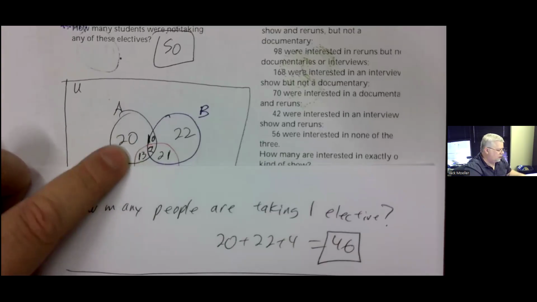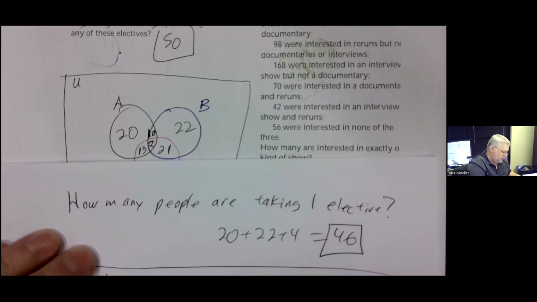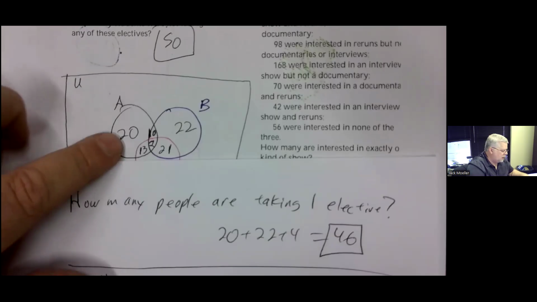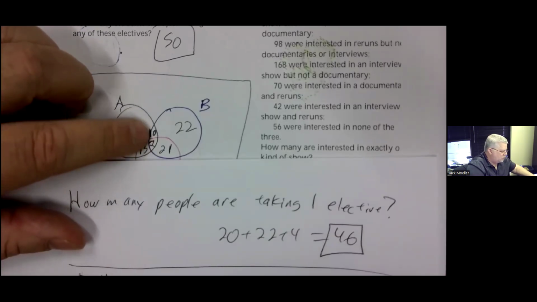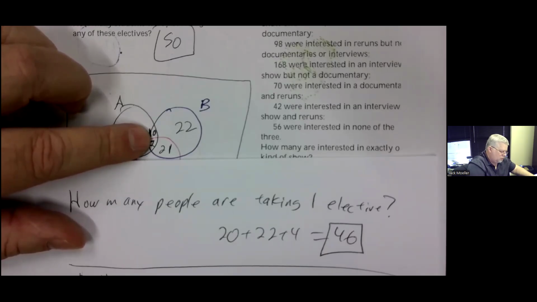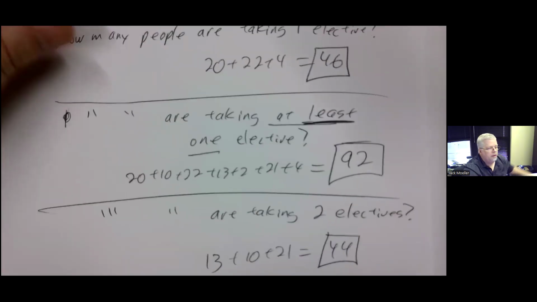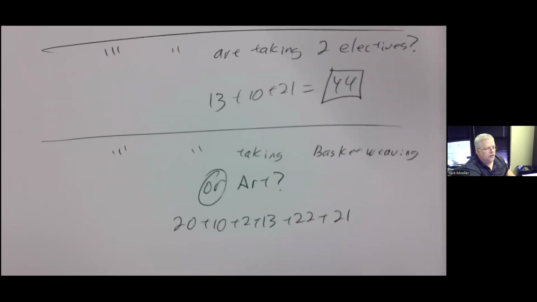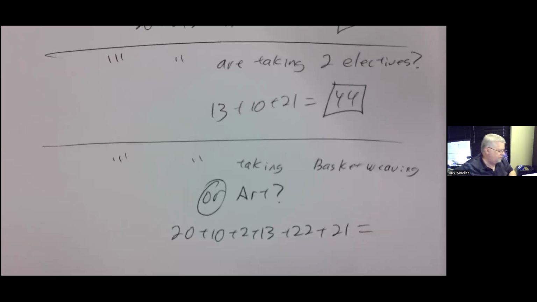So we would add up everything in A and everything in B. So it'd be 20 plus 10 plus 2 plus 13. That's everything in A. And then we don't count the 10 and 2 again because they're already counted. Then 22 and 21. So when you're doing "or"s, that's everything, and again, don't count it twice. And then we just add all those up. So what is it? 30 plus 15.